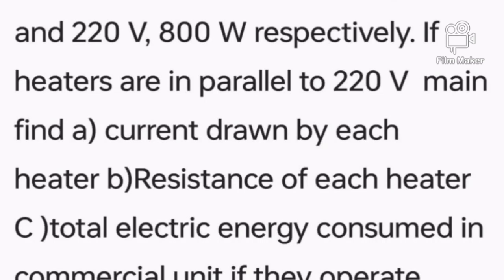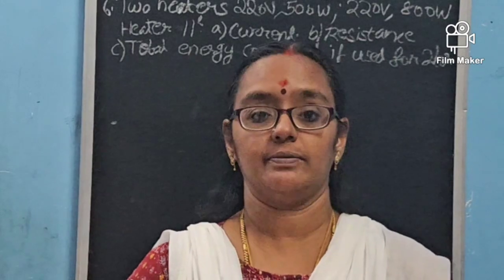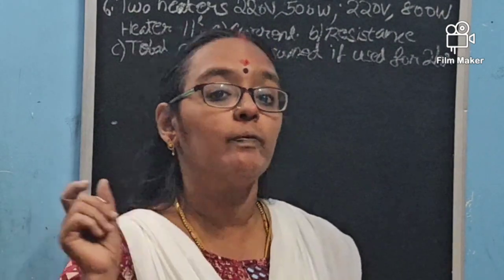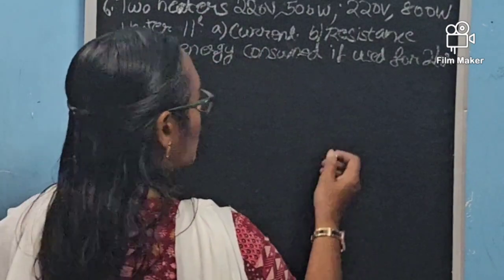Sixth question is this. Two heaters marked 220 volt 500 watt and 220 volt 800 watt respectively. The heaters are in parallel to 220 volt main. Find current drawn by each heater, resistance of each heater, and also total electric energy consumed in commercial unit if they operate simultaneously for 2 hours. This is the question from CBSE 2008. So how can we solve these kinds of problems? First, what they have given: two heaters are connected in parallel. So how can we draw it?